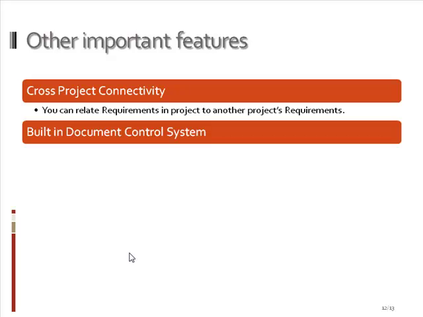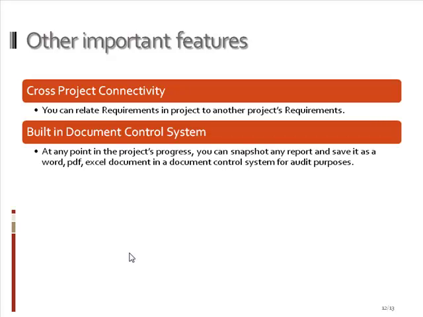Another concept is a built-in document control system. What this is: as the project is progressing, you can take a snapshot of your report or a Word document or an Excel file and put it in the document control system. It could be useful for audit purposes, showing you different stages of this report as time progressed, or it could always save you a lot of time when you run into this common discussion between, say, a product manager and a dev manager saying, you said this and I said this and he said this and she said this.